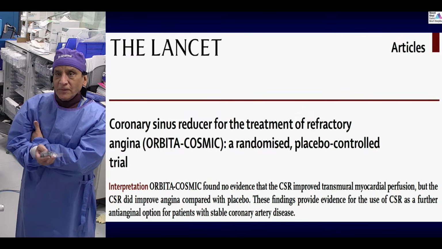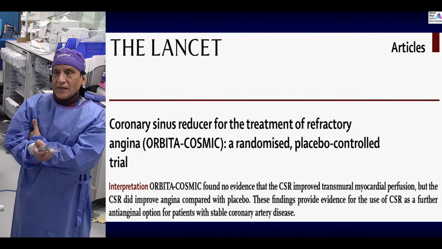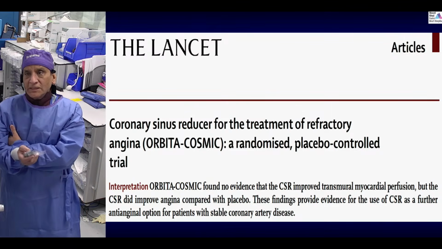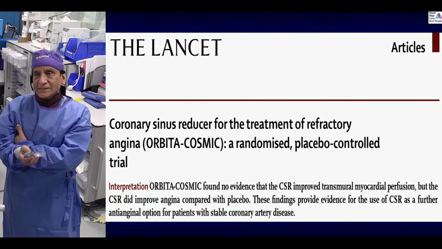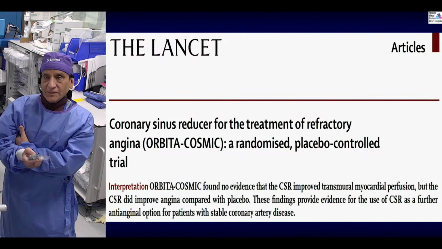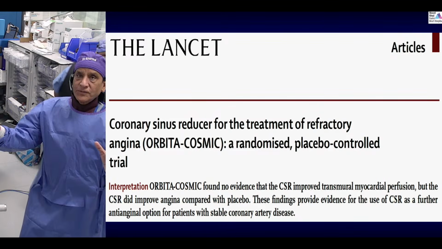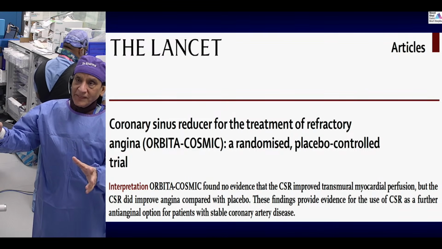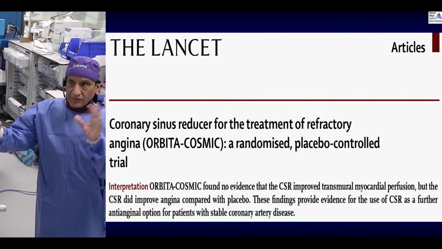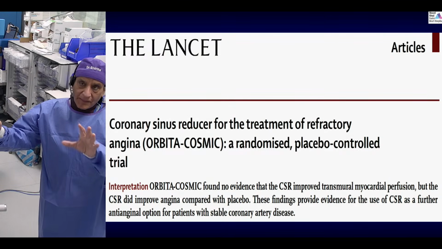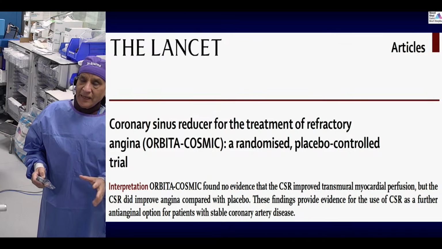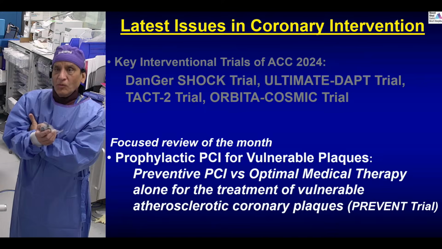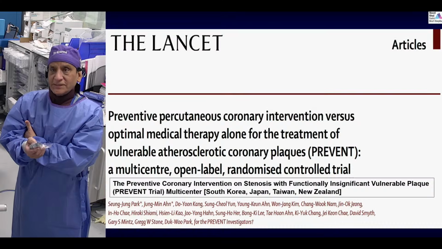So basically, ORBITA-COSMIC found no evidence that the CSR improved transmural myocardial perfusion, but the CSR did improve angina compared with placebo. These findings provide evidence for the use of CSR as a further anti-anginal option for patients with stable coronary artery disease. So the question still comes, what is the reason for the benefit? I think we cannot say for sure, but maybe it's not the placebo, because there were placebo randomized trials, but somehow it does decrease angina episodes. Those were the trial's findings on the CSR.